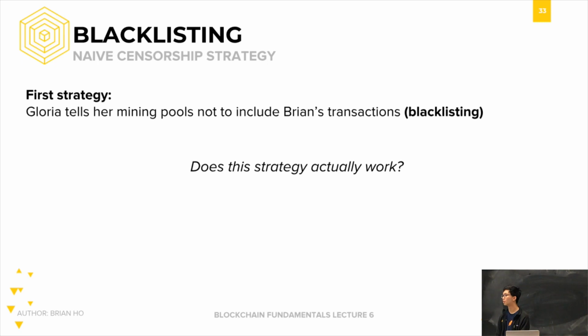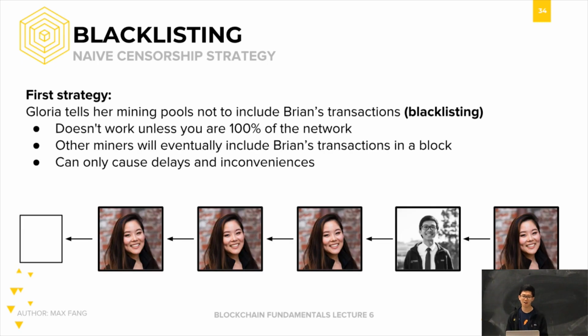Yes, that's exactly right. So this doesn't work unless you have control over the entire network. If we think about this like the analogy we gave during the mining lecture, where mining power is how fast you can throw a dart, even though she has 51% of the network, meaning she can throw her dart pretty fast, the rest of the network can probably get lucky and find a valid block while she's mining really quickly, and a block from this honest minority might get published with my transaction in it. So other miners will eventually include my transaction in their block, and this only causes delays and inconveniences, and it doesn't actually censor me from the entire Bitcoin network. So this naive censorship strategy does not work.